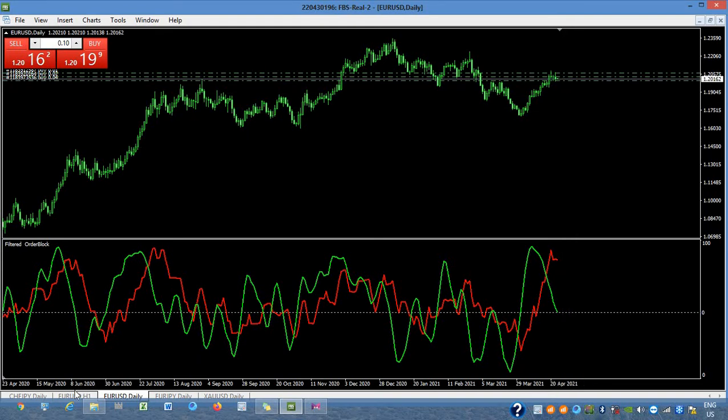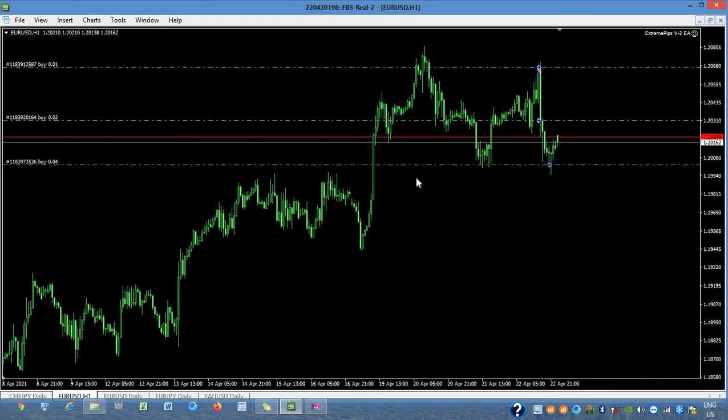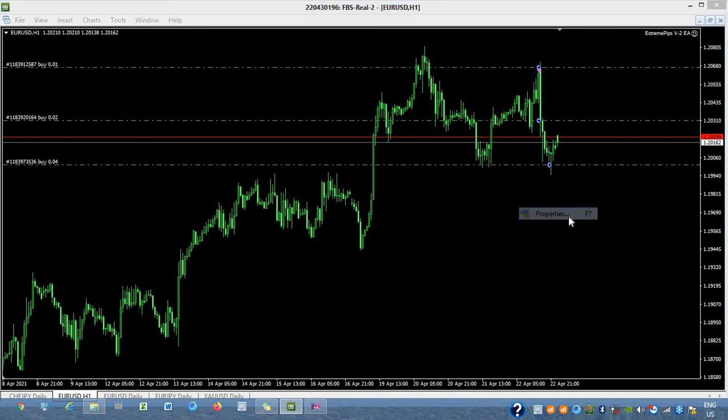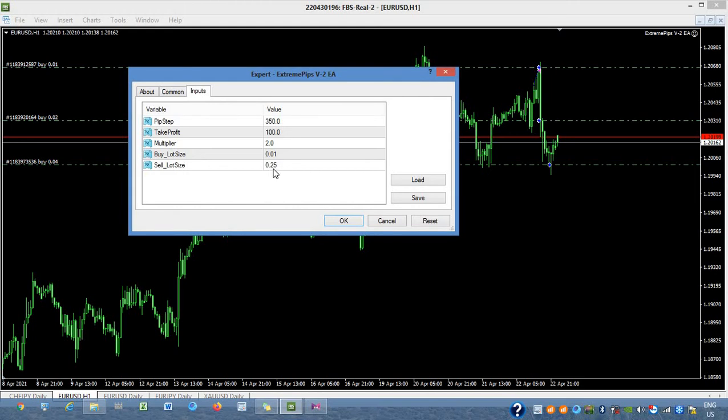So that's why in my hourly time frame I changed my sell lot size to 0.25, or I can put here 0.50, because my leverage is 1:500, so I can put here 0.50, guys.